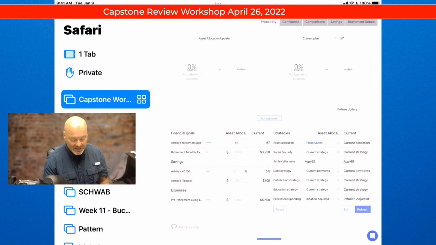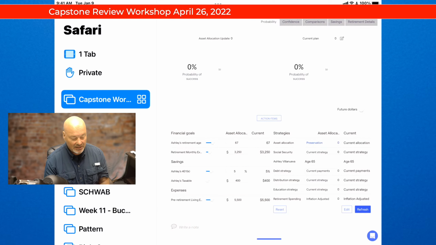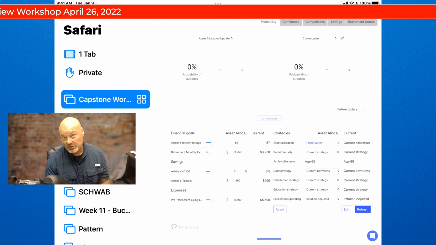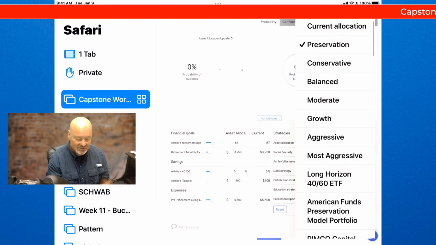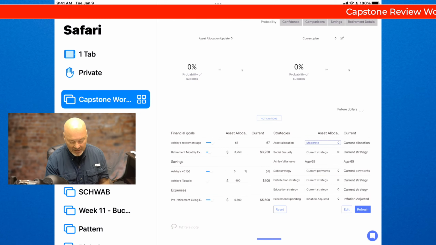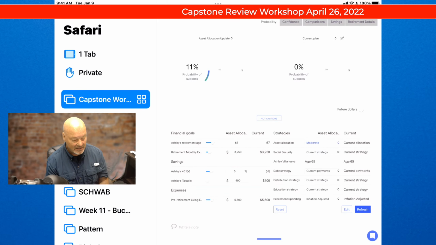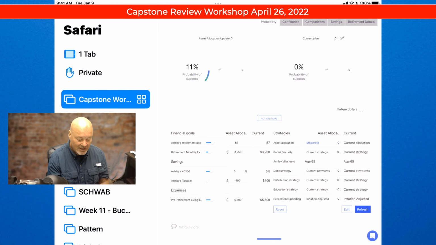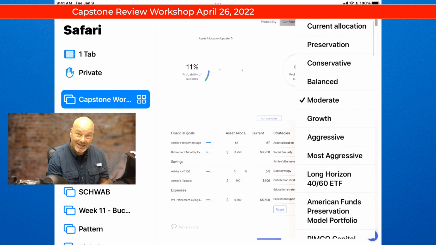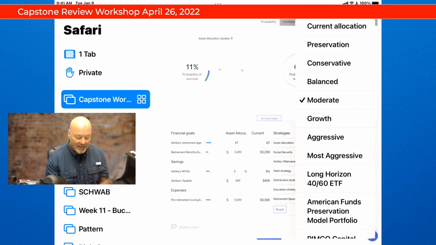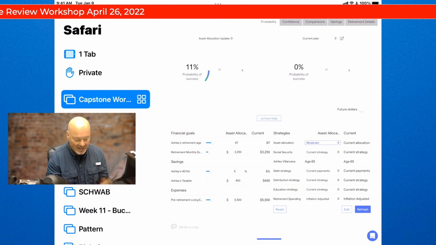So if I hit refresh, preservation, is that going to make any difference? Is that going to move the needle? Is that going to take your probability of success off of 0? No, because that's what you currently have. So instead, let's go to moderate and then hit refresh and see what happens. All I did was go to the retirement analysis and change your current allocation from preservation to moderate.